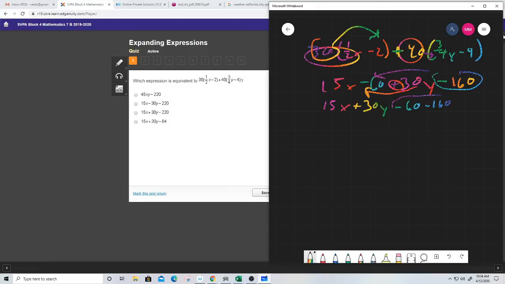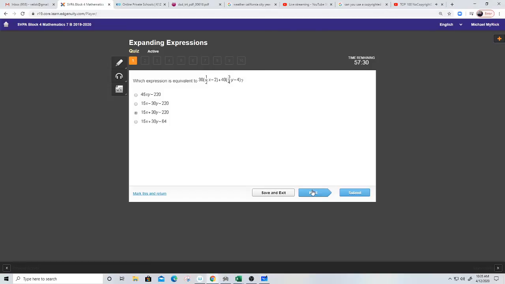Now these are the only like terms, so I'm just going to rewrite this 15x plus 30y. What is negative 60 minus 160? Both are negative, so we keep the negative, and since the signs are the same, we add them. So 160 plus 60, 0, 2, 1, it's negative 220. So we're looking at 15x plus 30y minus 220. Whew, they're trying to get me. They can't get me this time. I'm on my grind.